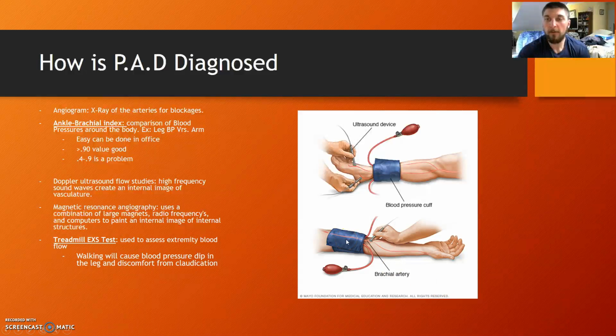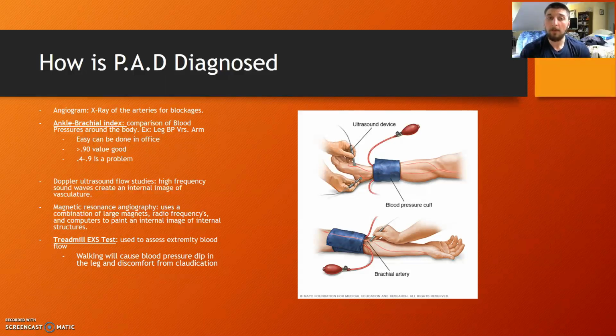All right, so how is peripheral artery disease diagnosed? There's a number of different methods that they use to diagnose PAD, and it all depends on the severity of your PAD. But an angiogram is typical, so they'll take an x-ray of arteries for blockages. They'll also use a thing called Doppler ultrasound flow studies, which I thought was pretty cool, but they make a 3D image of your internal vasculature. You also have magnetic resonance angiography, which is similar to Doppler ultrasound, but it's just creating an internal image. Different mechanisms, but similar ends.